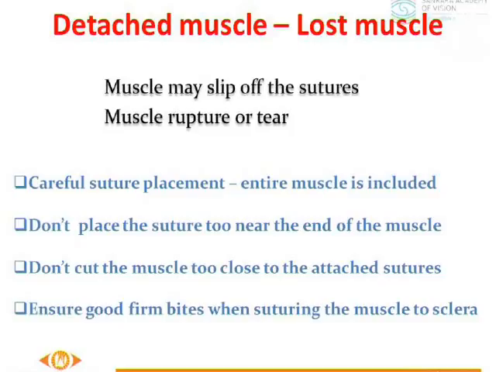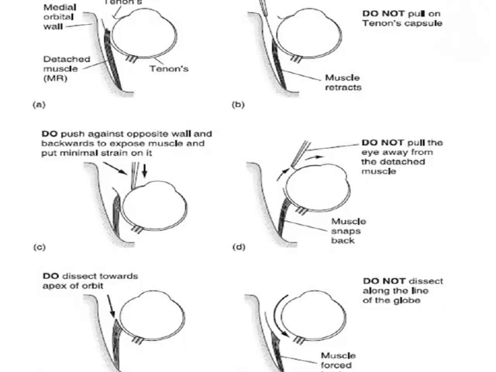This might look very basic, but sometimes it might save you from the most important complication. Don't cut the muscle too close to the attached sutures, and ensure good, firm bites when suturing the muscle to the sclera. And if it happens on the table, you need not panic. Immediately you have to follow a few steps to retrieve the muscle and suture it back.